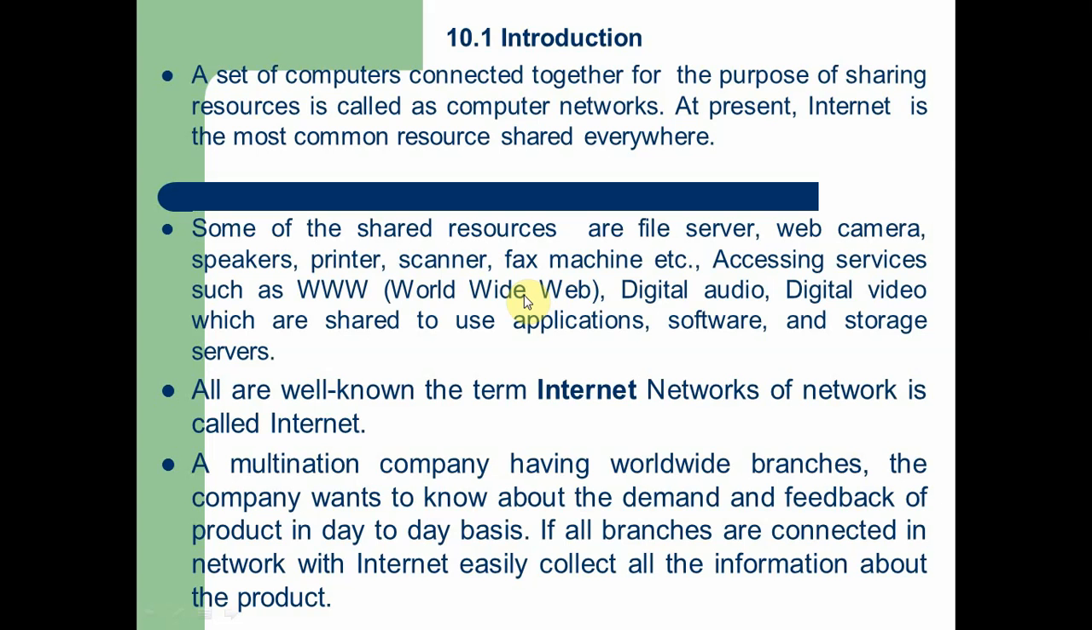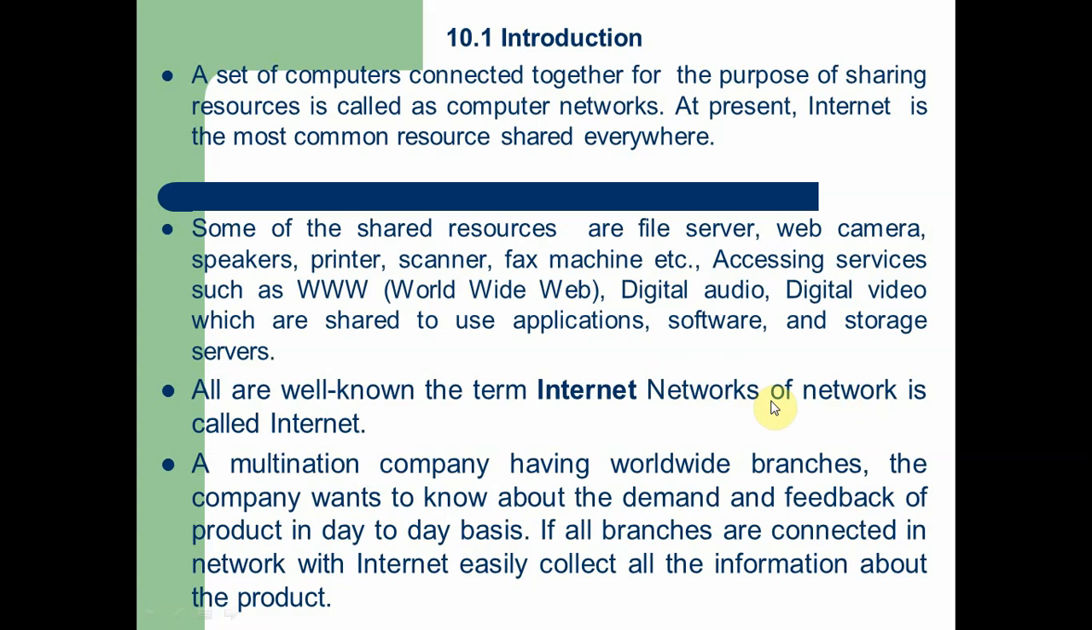Other than this, you can see the internet is a network of networks. So the well-known term for internet is network of networks. There are many small networks in a geographical area, and all those small networks are connected and a very big network is formed. That very big network is called the internet. That's why the definition is: internet is a network of networks.